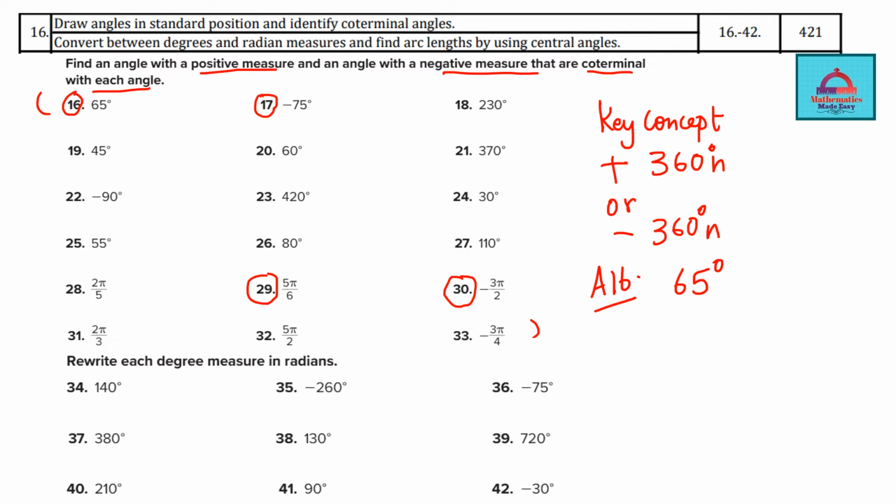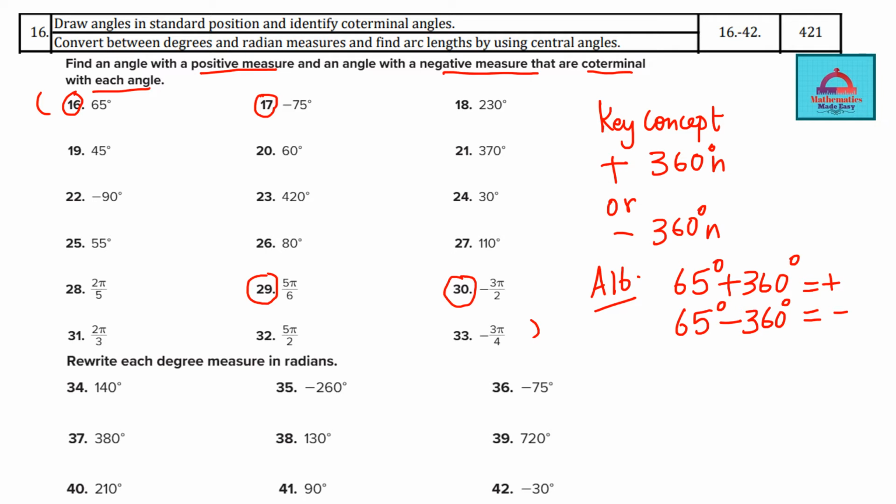So 65 degrees is the given angle. Now I need to find one with a positive measure, so I can add 360. Why am I adding here? Because addition will give you the same sign, positive. And to find a negative one, you can subtract 360. Now remember, in this case, I'm taking n to be 1 because we just need to find only two angles, one positive, one negative. So this is not going to be very difficult, and n equal to 1 is going to help us.